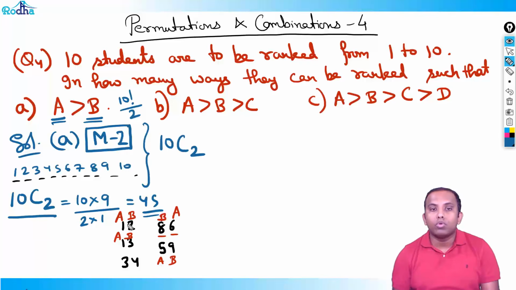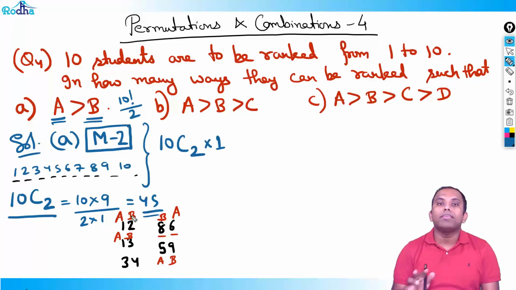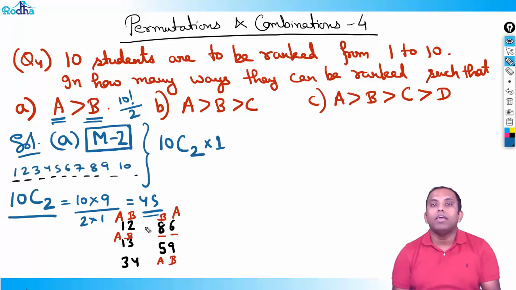On every group of 2 ranks, I can place A and B in only one way, because if I select rank 5 and 9, A has to be 5, B has to be 9. If I select rank 8 and 4, A has to be 4, B has to be 8, right? So on every group, I can assign ranks to A and B in only one way.